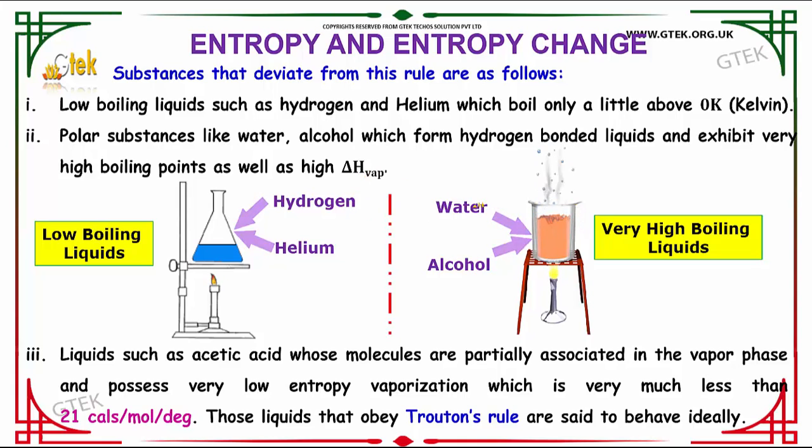high delta H vapor. Liquids such as acetic acid, whose molecules are partially dissociated in the vapor phase and possesses very low entropy of vaporization, which is very much less than 21 cals per mole per degree. Those liquids that obey Trouton's rule are said to behave ideally.